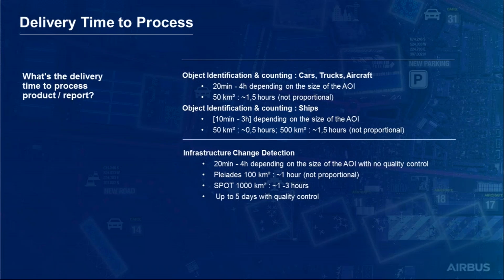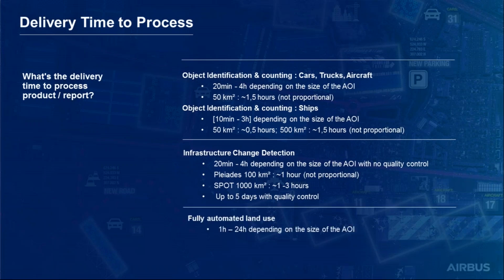Infrastructure change detection. So here, again, we're talking between 20 minutes and 4 hours when it's not with our quality control service. So for Pleiades, 100 square kilometers, it could be around 1 hour. And for SPOT, 1,000 square kilometers, between 1 and 3 hours. So it can take roughly about 5 days with quality control. Again, obviously we have to emphasize, depending on the area of interest.